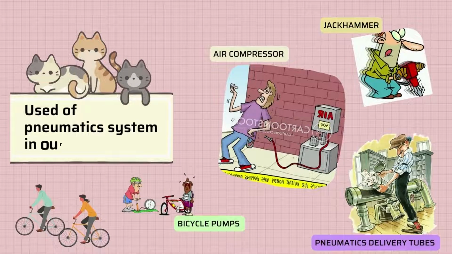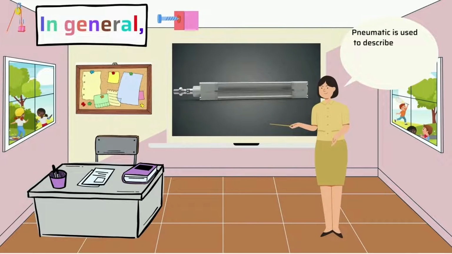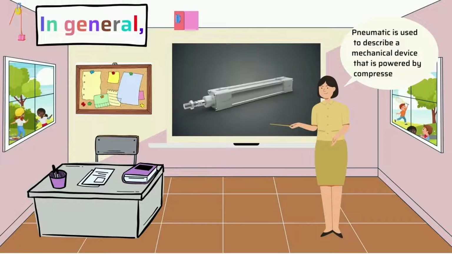Next is the use of pneumatic systems in our daily life. First, the air compressor. Second, bicycle pumps. Third, the jackhammer. And the fourth, as additional information, the pneumatic delivery tube. In general, pneumatic is used to describe a mechanical device that is powered by compressed air.